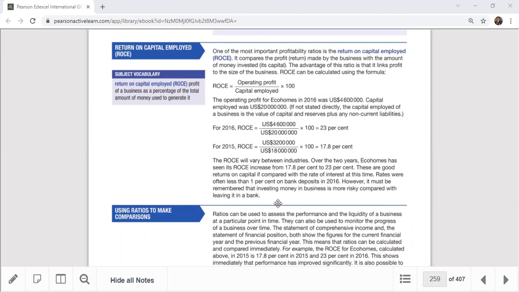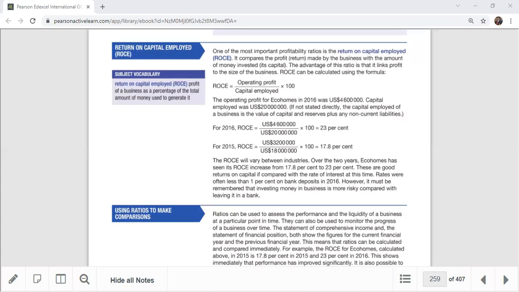However, it must be remembered that investing money in a business is more risky compared with leaving it in a bank. So investing in a business is a very risky option. High risk, high return. Low risk, low return. There are past paper questions from this ROCE topic also.